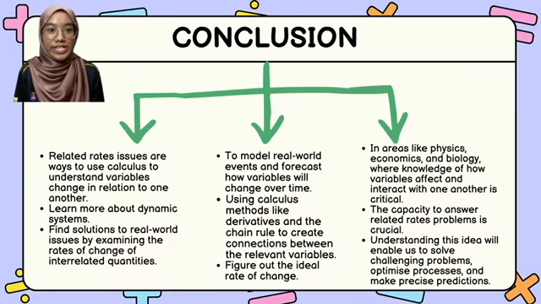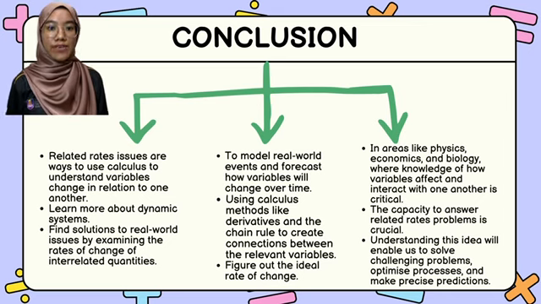In conclusion, related rate problems are ways to use calculus to understand how variables change in relation to one another. We can learn more about dynamic systems and find solutions to real-life issues by examining the rate of change of interrelated quantities. Not just that, we can model real-world events and forecast how variables will change over time using methods like derivatives and the chain rule to create connections between relevant variables.